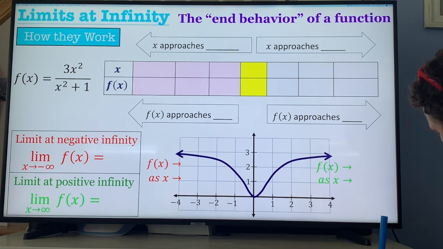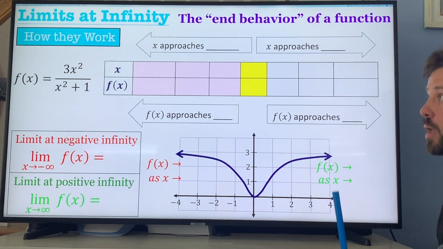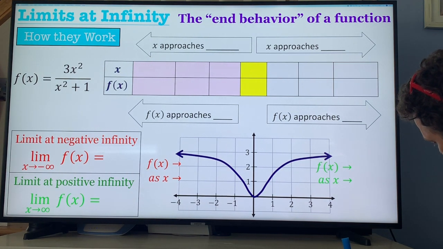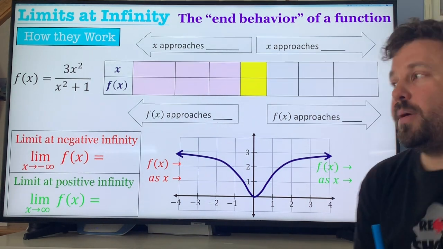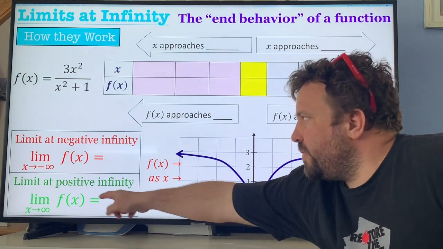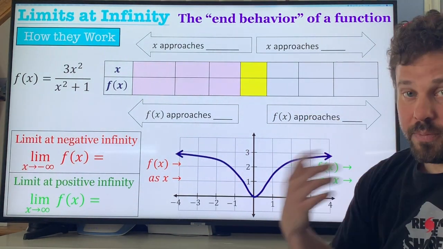In order to find limits at infinity, first you have to understand what you're actually finding. Now, how do they work? Well, infinity is typically the end behavior of a function. When you speak of limits at infinity, you're talking about the x-axis. So you're going to infinity to the right and negative infinity to the left. You want to know, what is our graph doing as we approach those points?